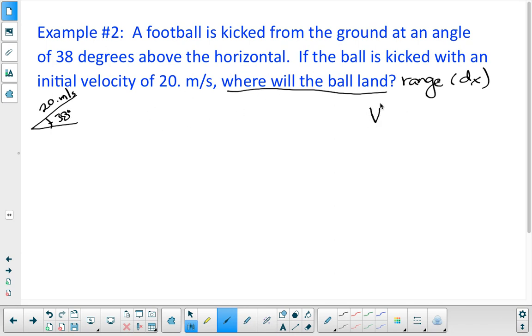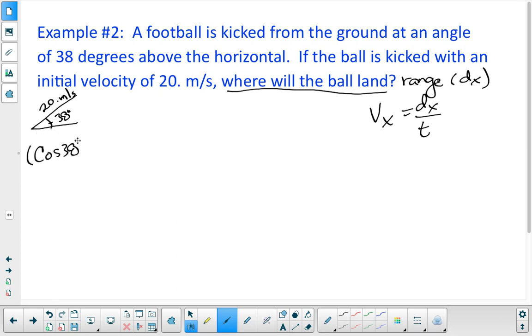If we're doing this one, we know we're going to need Vx equals dx over t. That's the only equation that we have. We'll know what Vx is because we'll be able to figure it out from our initial stuff. We'll need to find time in order to make this equation work for us. So how do we do that? All right, components. Cosine of 38. Cosine is the adjacent side.